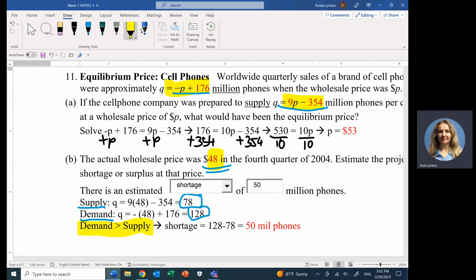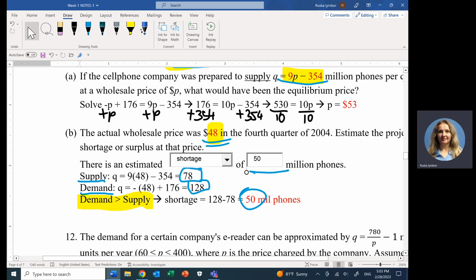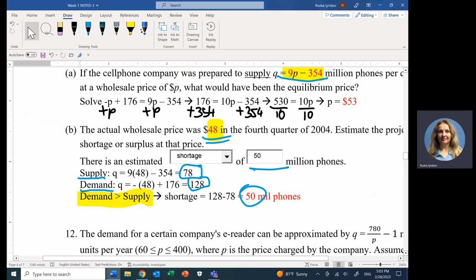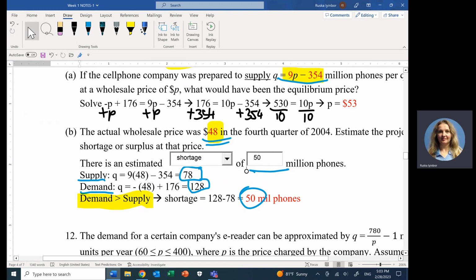If the demand is less than the supply, then you're going to have a surplus. Okay? And then what is the shortage? The shortage is when you subtract the two numbers, and that gives me 50 million phones. So that's what you're going to put for the answer. 50. So I'm just going to put 50 in your answer box there. So that's how you know if you have a shortage or surplus. You just have to find the quantity for supply, quantity for the demand, and whichever is bigger, you decide if it's a shortage or a surplus.